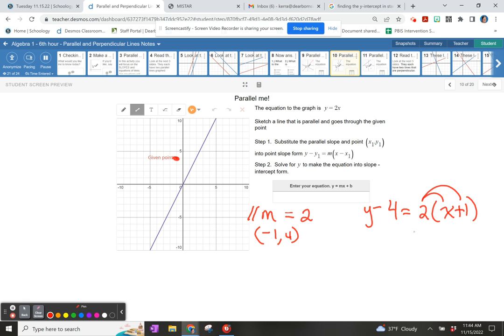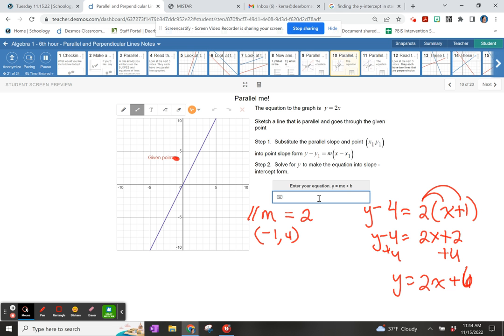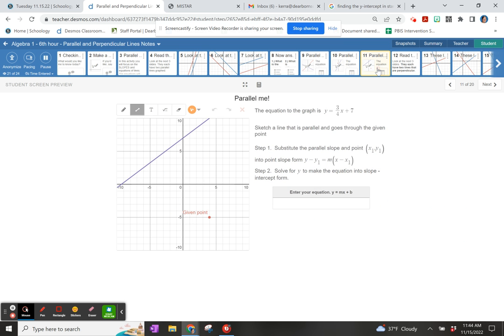So then distribute. And then we're going to add 4 because we're going to undo. So 2x plus 6 is going to be our parallel line that goes through that given point. It's parallel because I know that the slopes are the same, and then it crosses through the given point. You can do the next slide on your own.